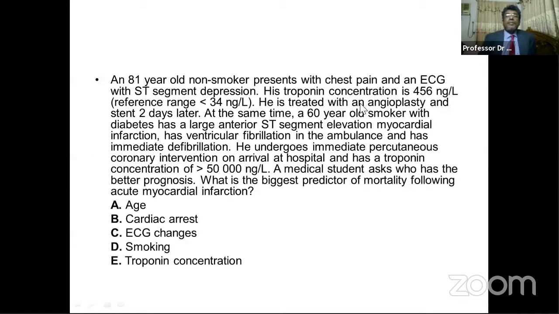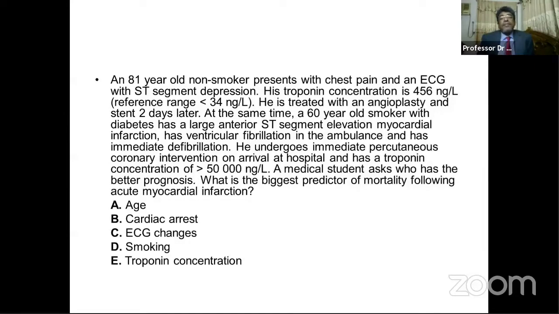Now we shift to another question. An 81-year-old non-smoker presents with chest pain and the ECG shows ST segment depression. His troponin I concentration is 456 nanogram per liter, and the reference is less than 34 nanogram per liter. He is treated with an angioplasty and stents 2 days later.